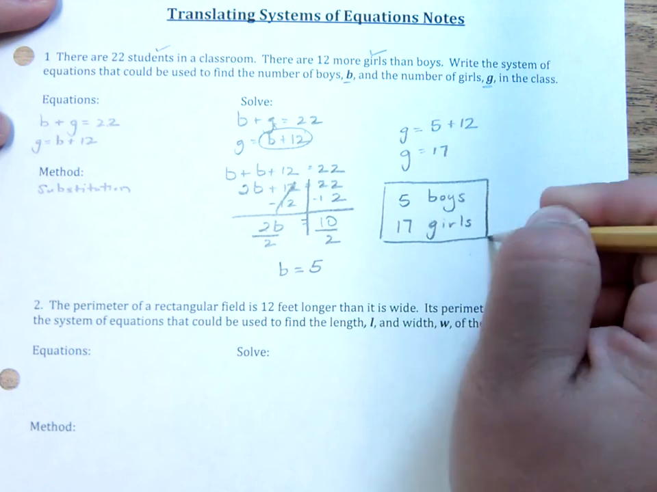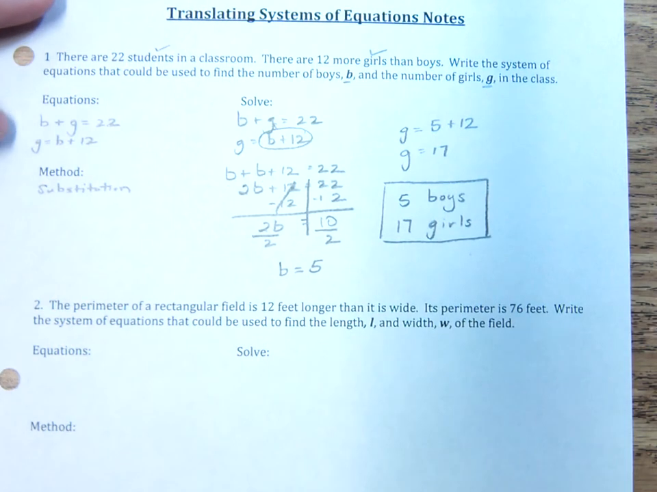Now in this case, that's how I would write my solution, because I'm not necessarily looking for an intersection or a coordinate. Now it is the same concept when I'm solving, but we're not dealing with specific points now. We're dealing with actual items such as boys and girls and whatnot.